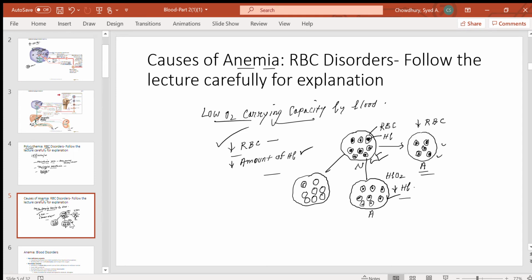You see the shape of the hemoglobin? This is not normal shape, right? So this abnormal hemoglobin is not capable to bind with oxygen, so it will not be able to transport enough oxygen, right? So this is also anemic. So you see, anemia could be due to a decreased or low number of red blood cells, or the same number of red blood cells but less amount of hemoglobin inside the red blood cell, and also abnormal hemoglobin inside the red blood cell.